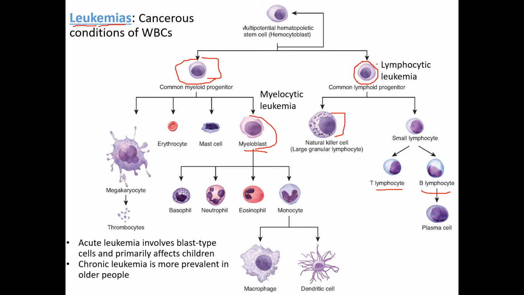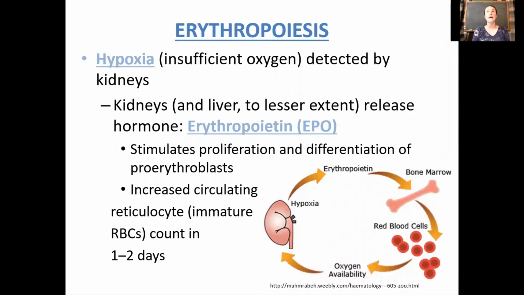Chronic leukemia is more prevalent in older people. Generally, these are mutations in cells that are much farther down the line. If only the eosinophils are containing this particular mutation, then some of the other cells might be able to compensate for that problem.